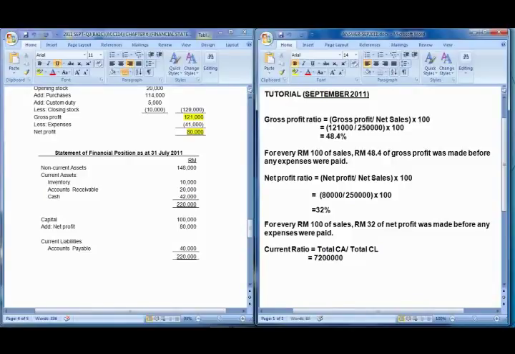72,000 divided by the total current liability. Okay, the total current liability is only account payable, so just substitute 40,000 ringgit into your total current liability. So can you help me to calculate the answer? The answer is 1.8.